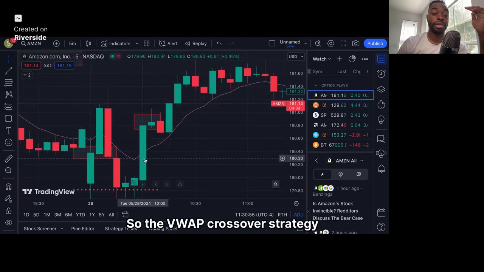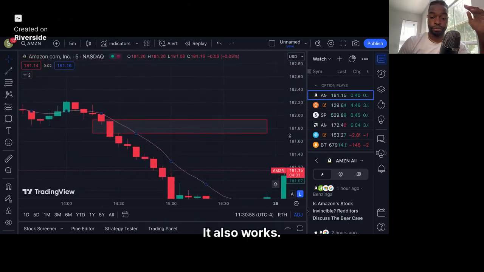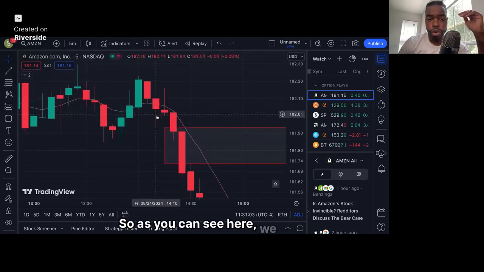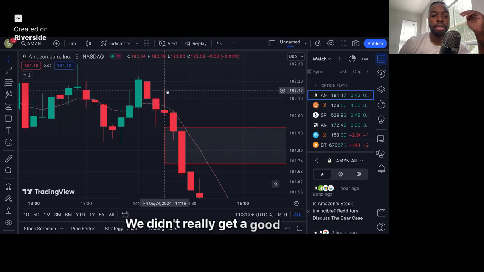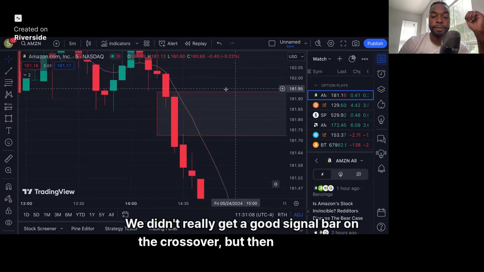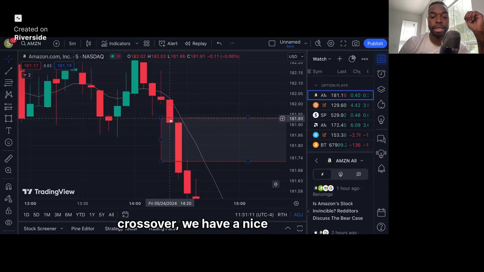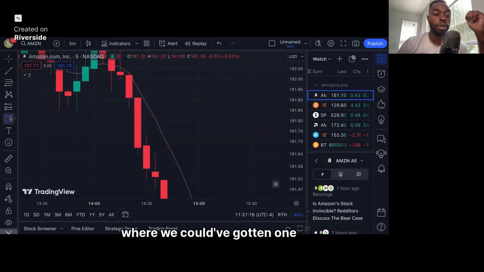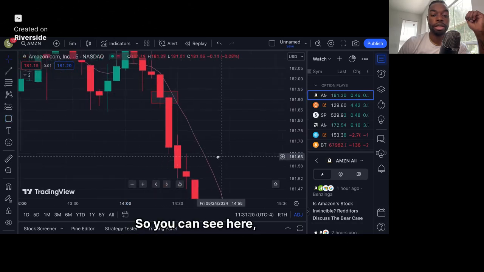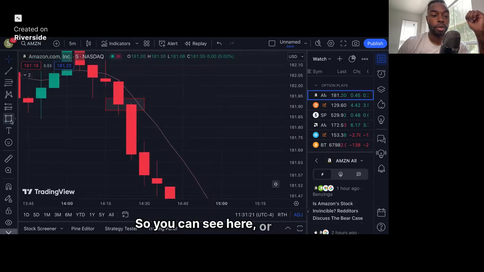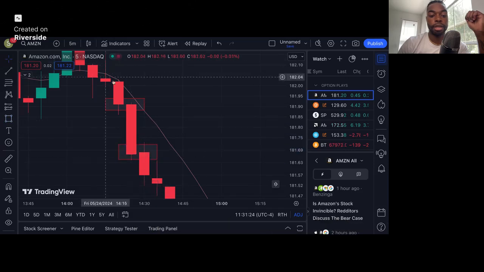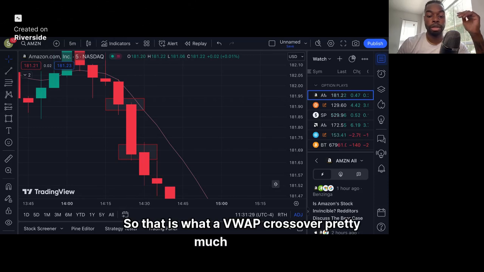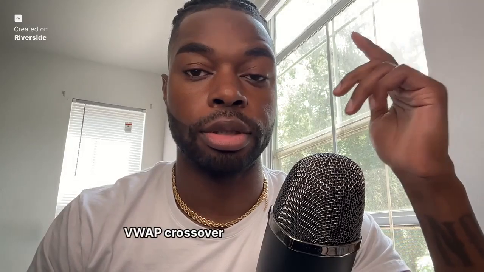So the VWAP crossover strategy works really well. It also works really well to the downside. As you can see here, we crossed below VWAP. We didn't really get a good signal bar on the crossover, but after we did cross over, we have a nice bearish bar here, and then another nice bearish bar here, where we could have gotten in one tick below. Or you could have gotten in here after the cross below VWAP. So that is what a VWAP crossover pretty much looks like.